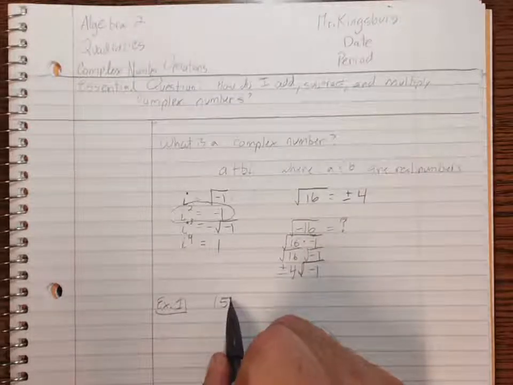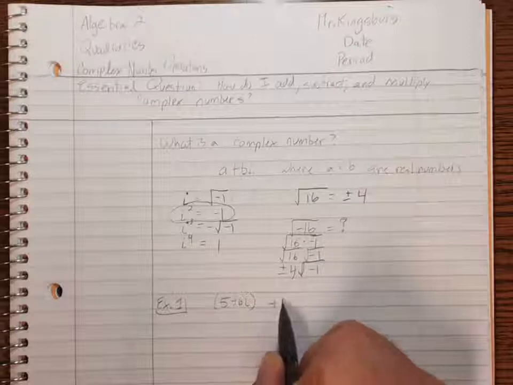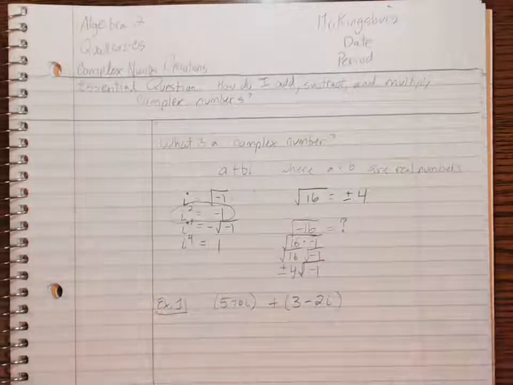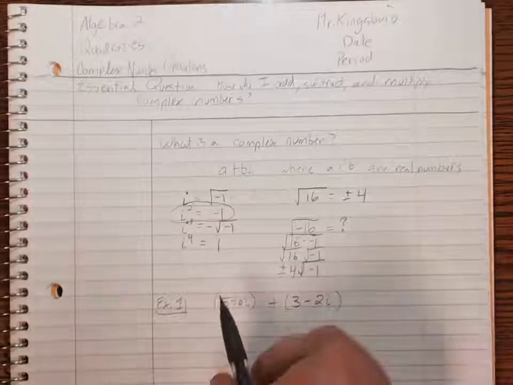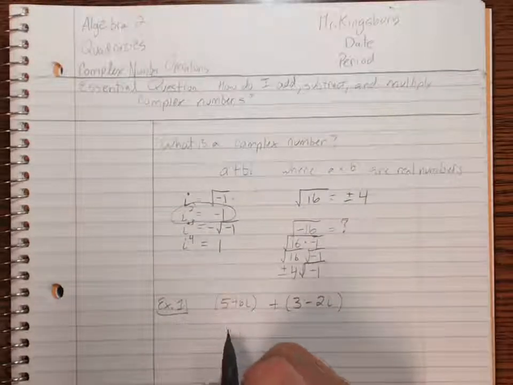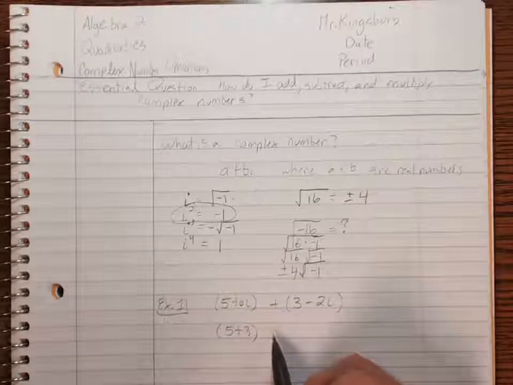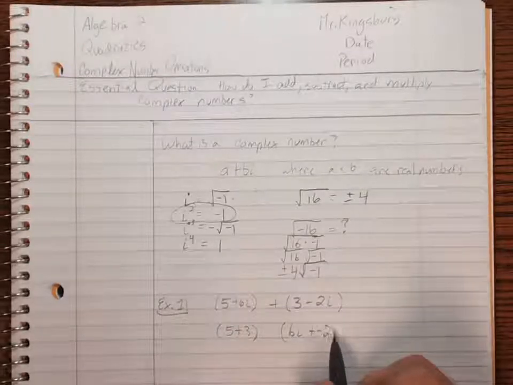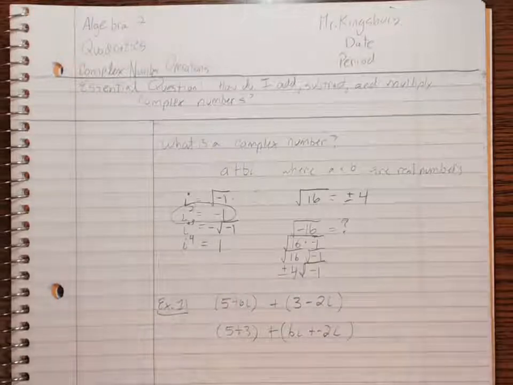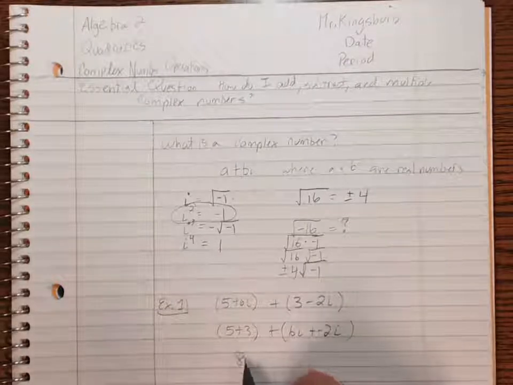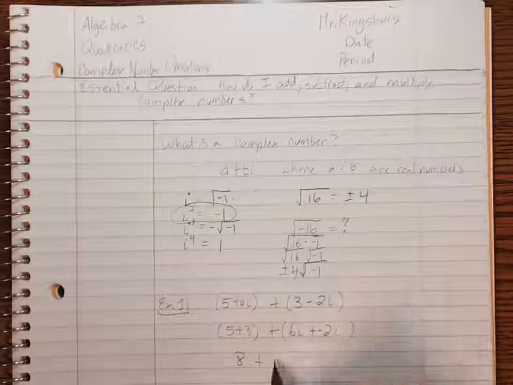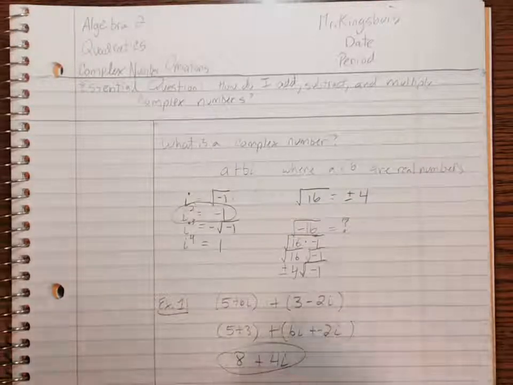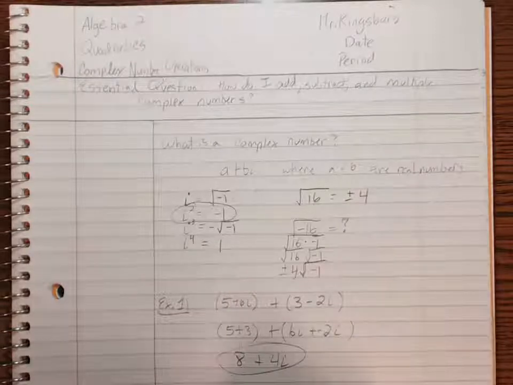Let's say we have 5 plus 6i plus 3 minus 2i. Just like polynomials, all I have to do is add the two parts without an i and add the two parts with an i, and then add those two pieces. So 5 plus 3 is 8, and 6i plus -2i is 4i. So that's all there is to it. Pretty straightforward. Let me do another one with subtraction.